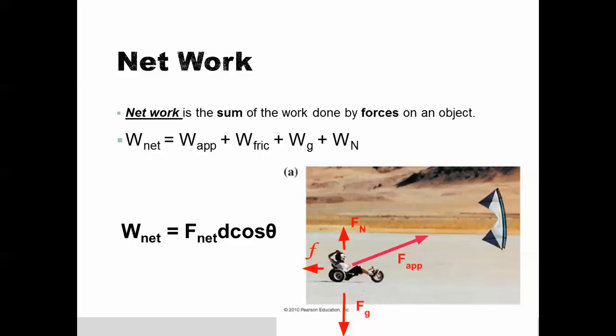Net work is going to be the sum of the work done by the forces on an object. So for this person who's on a little roller thing with a parachute pulling them, we have an applied force from the string, we have a normal force, we have a force of gravity, and we have a force of friction. The net force is the sum of all forces. The net work is the sum of all of the work. And in this case, net work is also written as net force times d times cosine of theta.